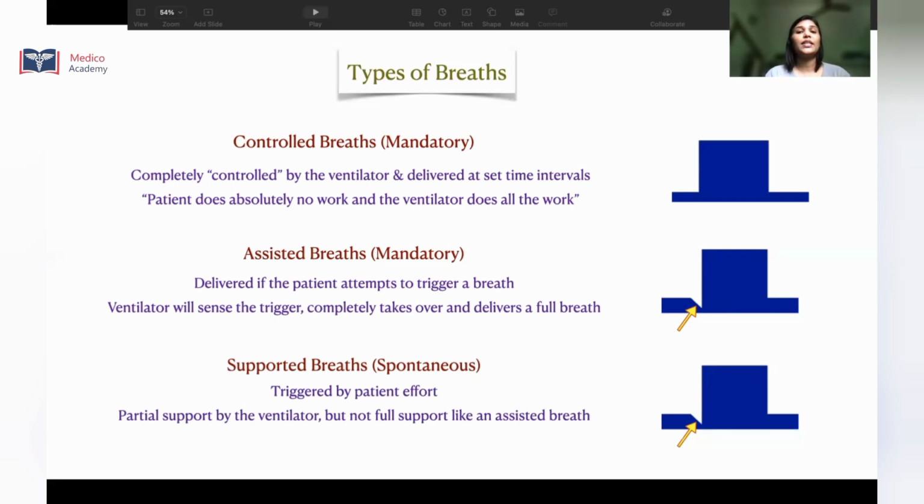But when the patient has been given reversal from the muscle relaxation, and the patient starts taking breaths of his own with sufficient effort, there you will be just supporting his breaths, right, with your bag and mask. With your anesthesia circuit bag. So in such cases, those breaths are called supported breaths. So these are the three basic kinds of breaths that you'll be delivering using a mechanical ventilator.